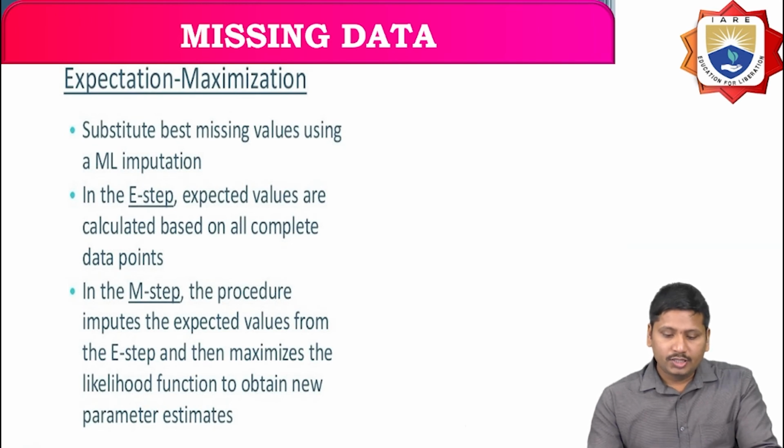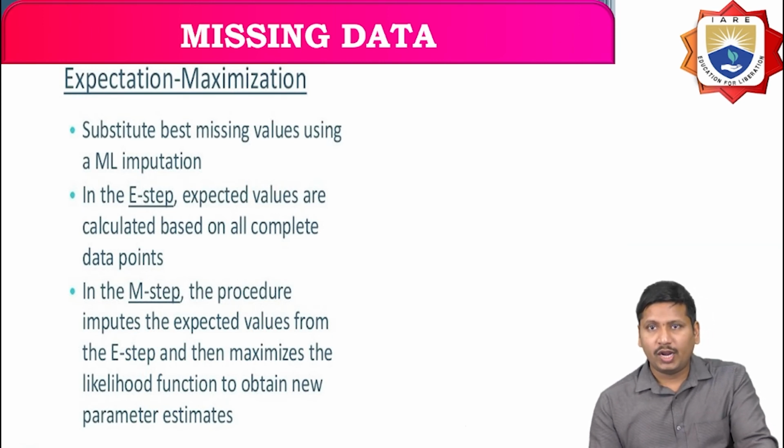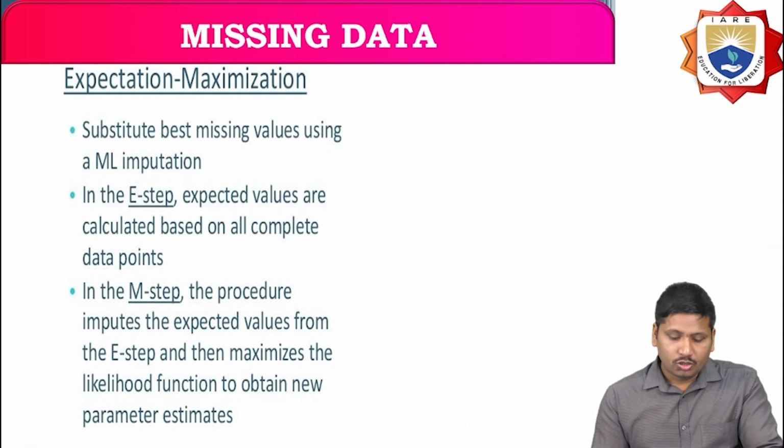And then the next one is missing data based on expectations. That should be maximization. Maximization in the sense where you can substitute the best missing value with an ML imputation. So ML means maximization imputation. I can carry it out. In each step, I am going to calculate the expected values based on all complete data points, and that is what we call the E step.